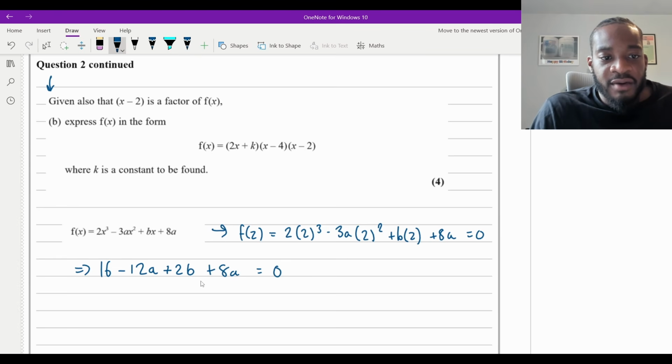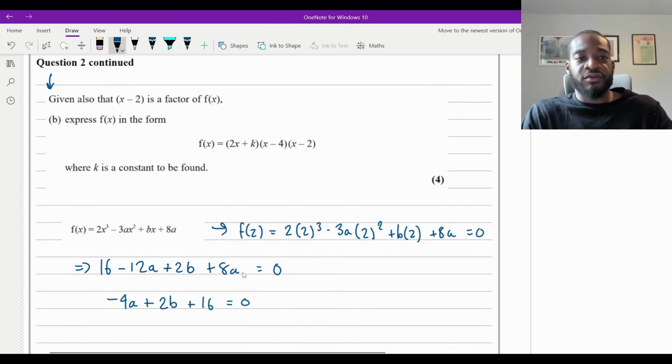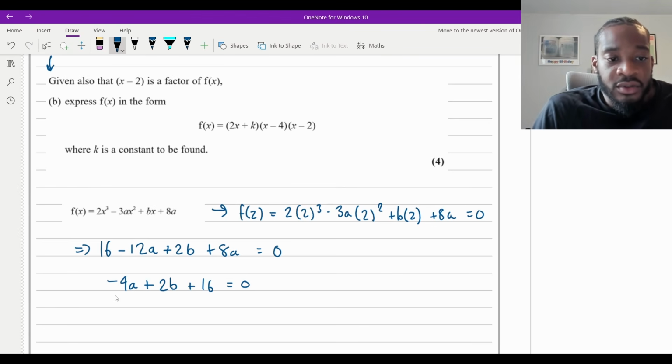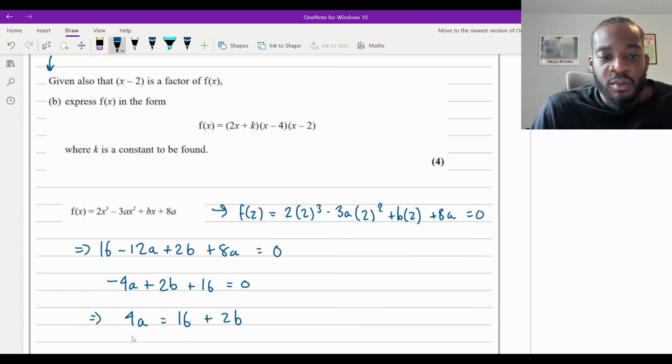So tidying that up, what do we have? We've got a minus 12 plus an 8, that's going to be minus 4. So that's going to be minus 4a, and then we've got plus 2b plus 16, isn't it, is equal to 0. So let's solve this simultaneously. Let's move the 16 over. You know what, I'm going to move the a over just so it looks nicer. So 4a is going to equal 16 plus 2b. I'm going to write it like that.